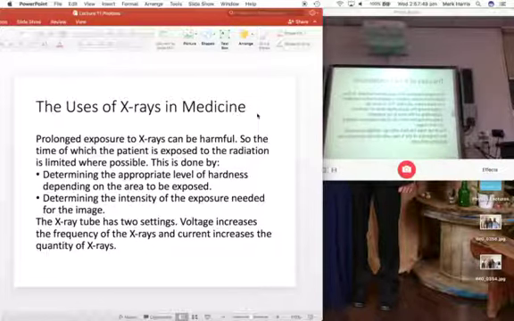Determining the appropriate hardness that they need to use, and determining the intensity that they need. An X-ray tube has two settings. You can change the voltage and you can change the current to give you various different outputs.